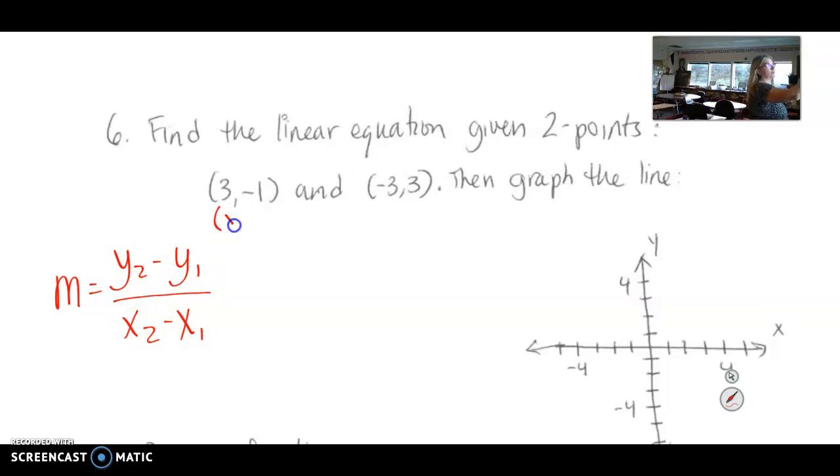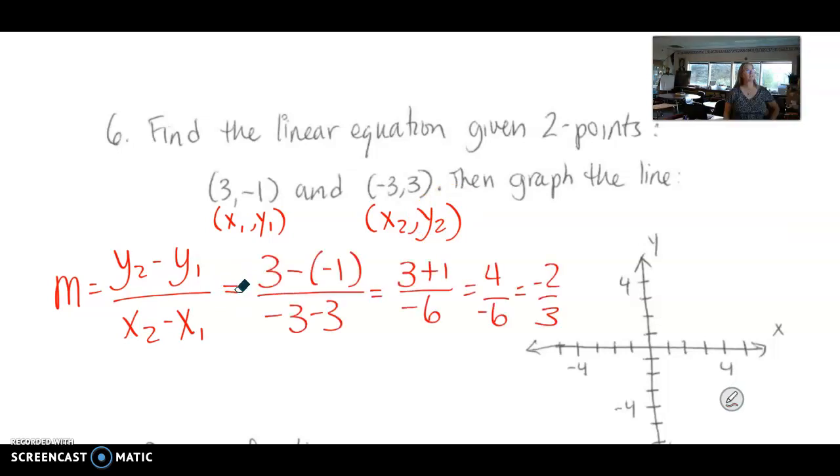So I have these 2 points. I'm going to call this one point 1, so x1, y1. I'm going to call this point 2, x2, y2. I'm going to plug it into this formula. So you guys should do that on your own and come back. So you have 3 minus a negative 1 on the numerator, and then negative 3 minus 3 in the denominator. 3 minus a negative 1 means you're going to add the 1, got the double negative. 3 plus 1, which is 4, and then the negative 3 minus 3 is negative 6.